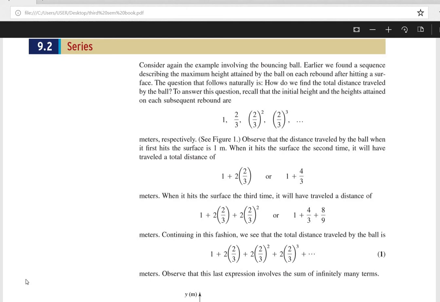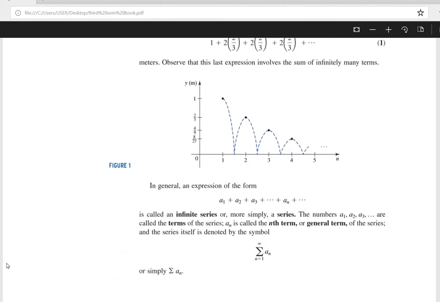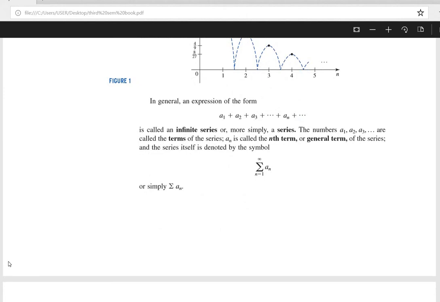Hi everyone. Today we are going to study a new topic, that is series. This is a very important topic in mathematics. So, series in mathematical analysis. Series is very important to study, right? And how do we define this series?